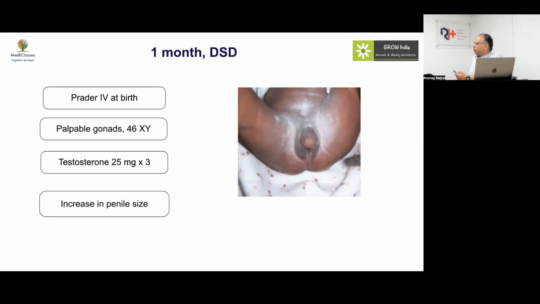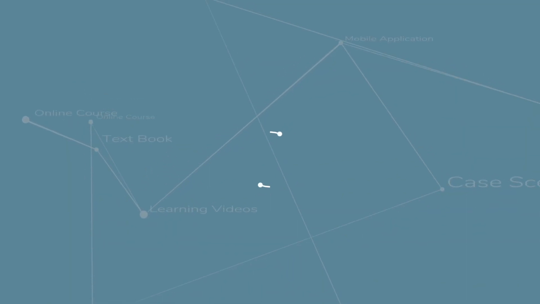The child was given testosterone and the penile size increased. Everybody was happy, but 5 years later he came with renal failure. Because we said that you can have a WT1 defect. This may be Denys-Drash syndrome. This may be Frasier syndrome. Nobody comes to you with a tag stuck on saying that I am Denys-Drash. So clearly, if you have an XY DSD, understanding the genetics becomes important. If we know that there's a WT1 defect, you know that there's a kidney problem which is going to come up soon.